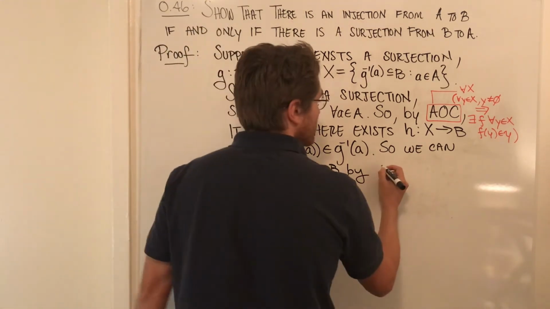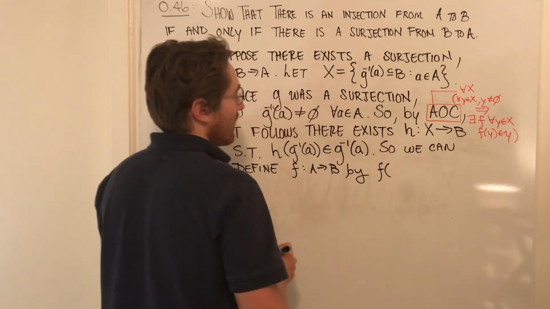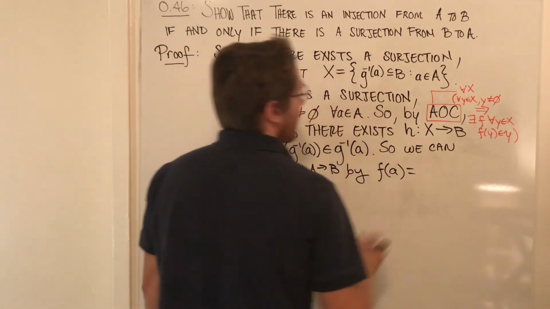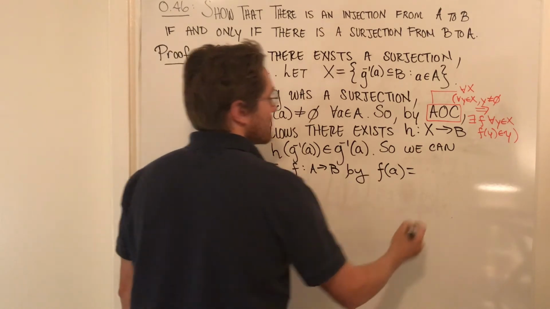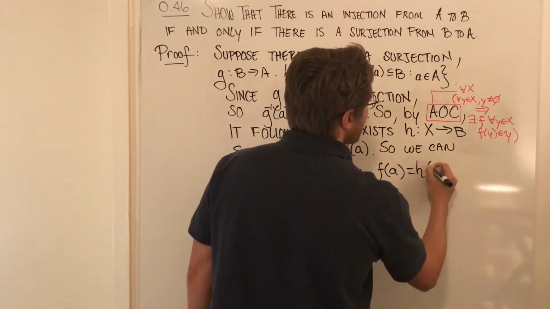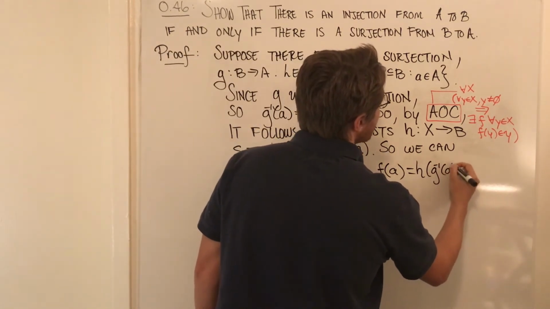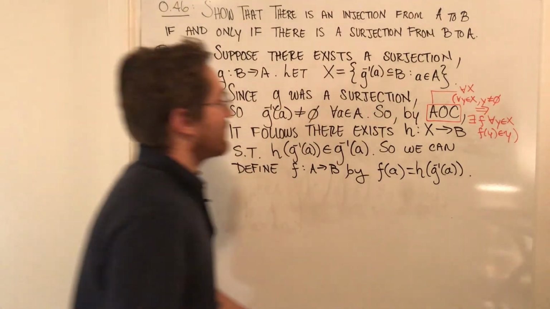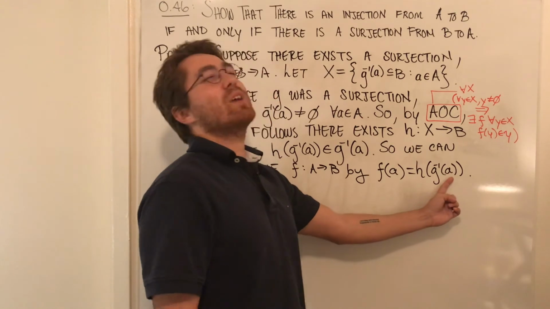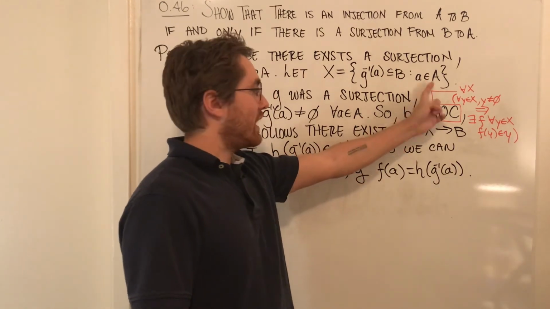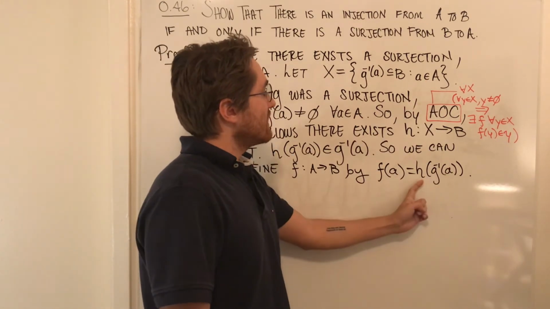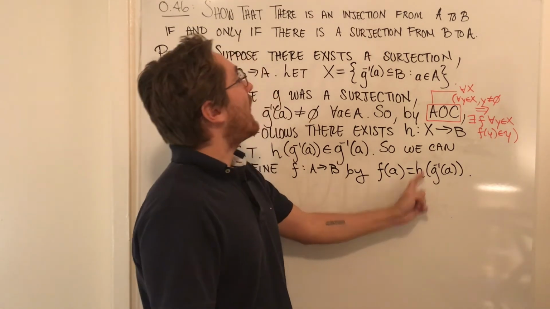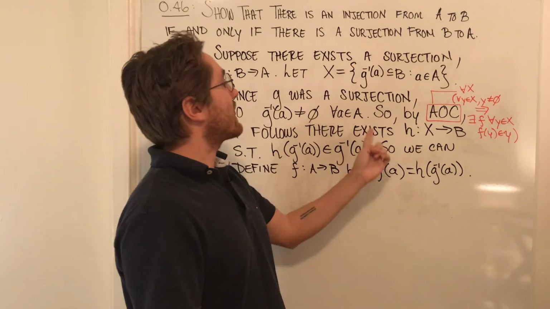This is h. So remember, it has to go from A to B. f of a should give me back an element of B. Well, that's just going to be h of g inverse of a. First off, I can plug in every a, because g inverse was defined for every a. And this is a function. It's well defined because I'm picking one element. That's what the axiom of choice says.